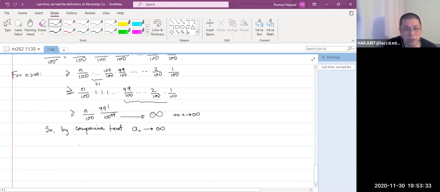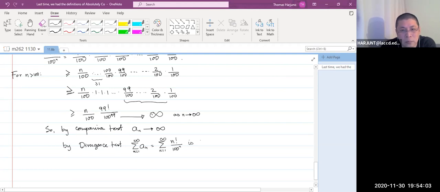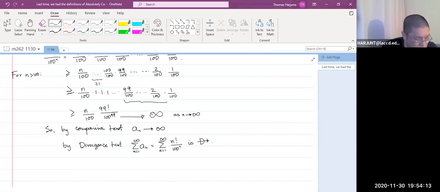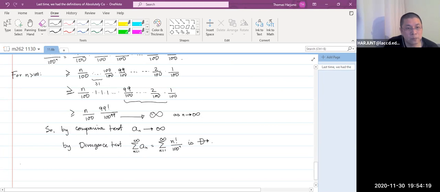And by the divergence test, if the terms do not converge to zero, then the series will be divergent. So this series is divergent, of course. I don't need to check if it is absolutely convergent or conditionally convergent. That's for number 8.